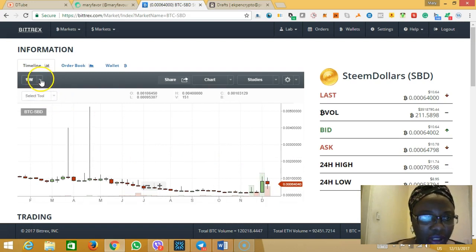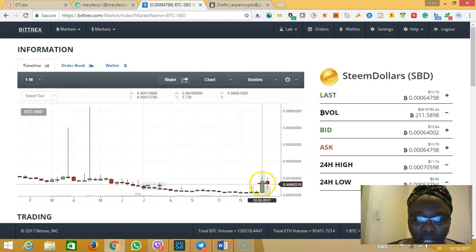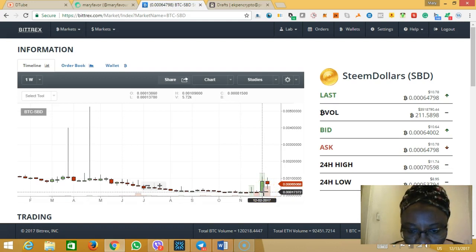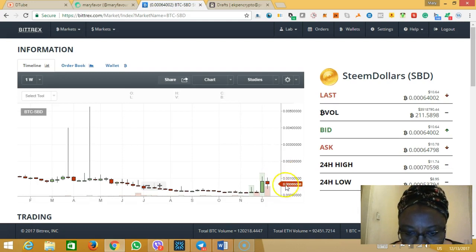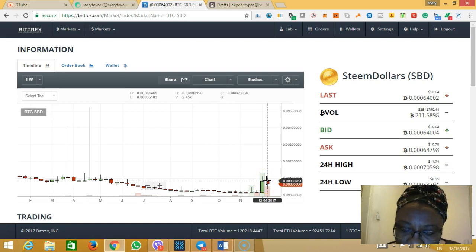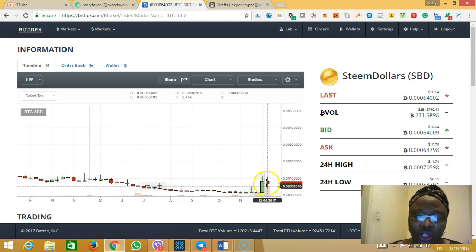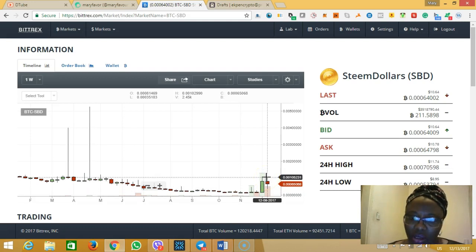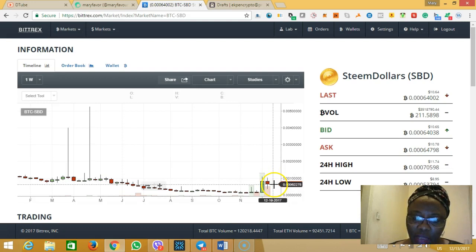just take a look at this graph from Bittrex. This is 1 week. You see, we have all these moving averages for 1 week. This is the graph for the past 1 week, and we can see this beautiful bright green candle that formed from about $1, which the Steem dollar is supposed to be pegged to, and it went really high, as high as almost $20. But now we are seeing that the price is tanking.